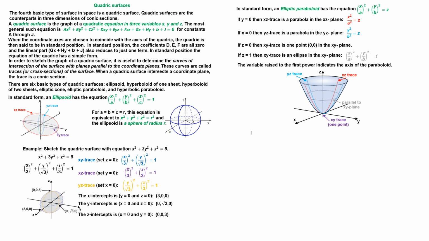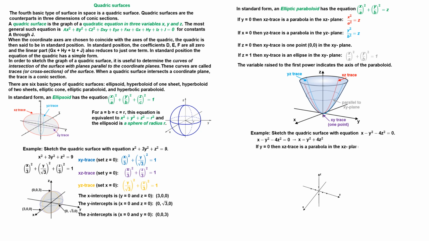Sketch the quadric surface with the equation. To classify and sketch a quadric surface, start by writing the surface in standard form. As we can see, x is raised only to the first power. The surface is a paraboloid, and the axis of the paraboloid is the x-axis. We obtain this equation in standard form by isolating the variable x. We now find the traces of the figure and sketch the surface.